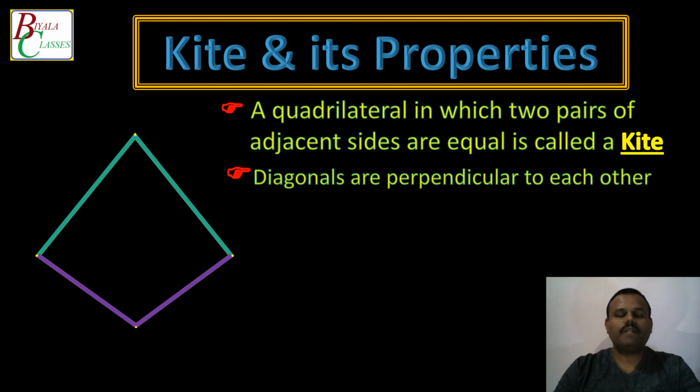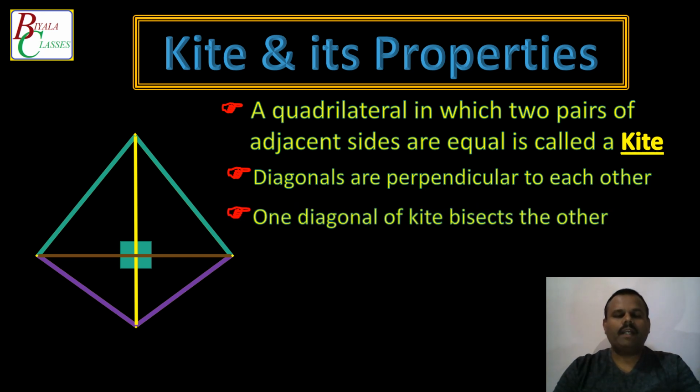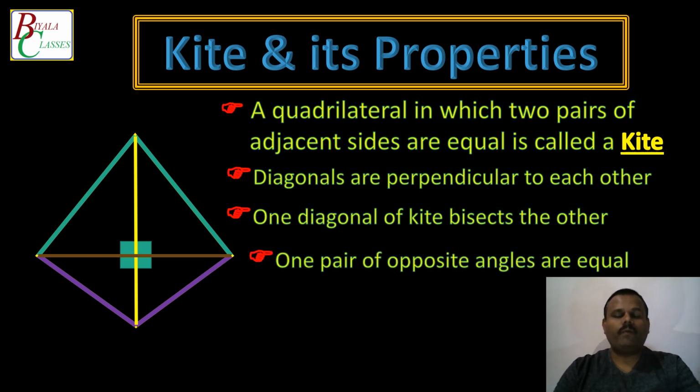Next, the property of this: the diagonals are perpendicular to each other. The diagonals of a kite are perpendicular, and of course if you see in the figure, it is clear that they are never equal, but one diagonal of the kite bisects the other. You can see that one of the diagonals is dividing the second diagonal into two equal parts. The next property is that one pair of opposite angles are equal. In a quadrilateral, there are two pairs of opposite angles, but in a kite, out of those two, only one pair of opposite angles are equal. So this is the kite.